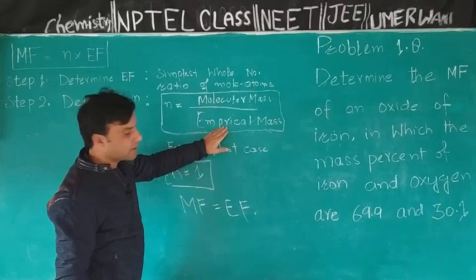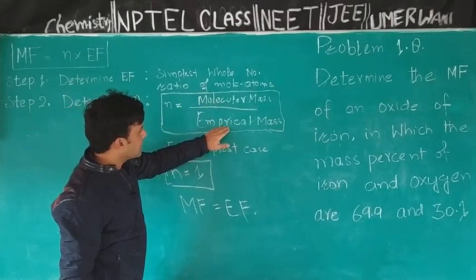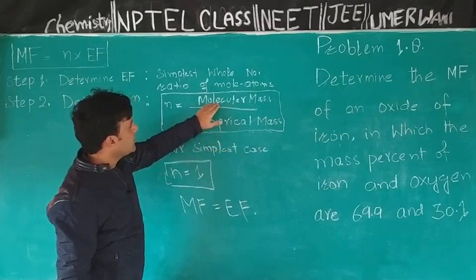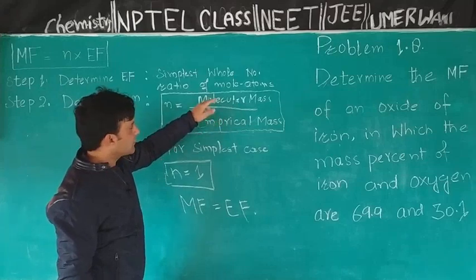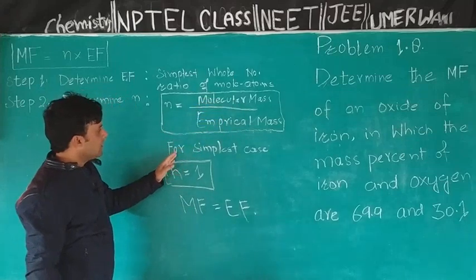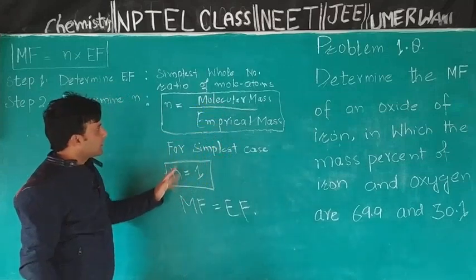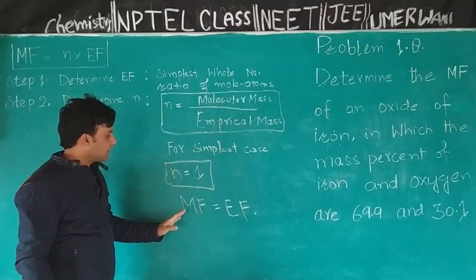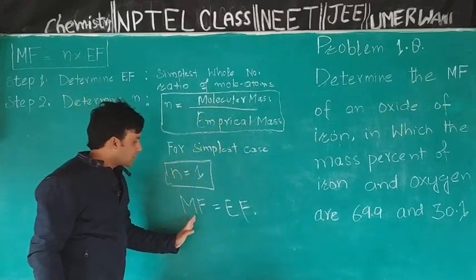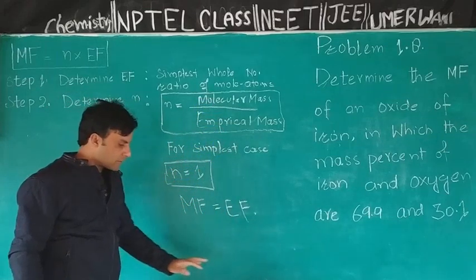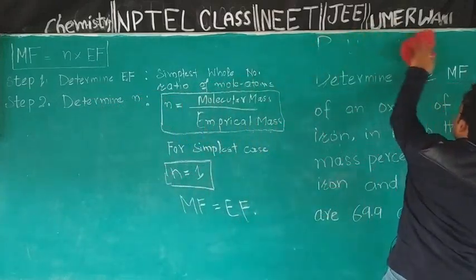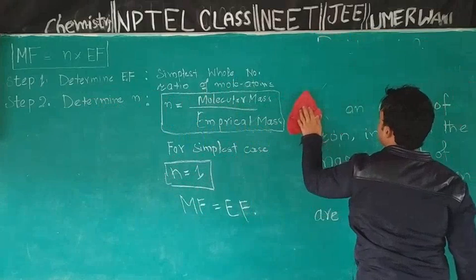From the empirical formula you can determine the empirical mass by adding the atomic mass of all the atoms present in the empirical formula. Molecular mass is either given or vapor density is given, because molecular mass is equal to twice the vapor density. For the simplest case, molecular mass will be equal to the empirical formula mass and n will be equal to 1, and for such compounds the molecular formula is the same as the empirical formula. With these ideas I will try to solve this problem now.